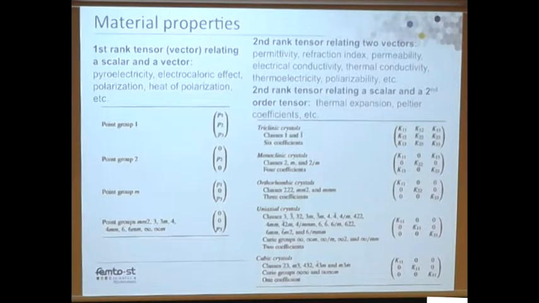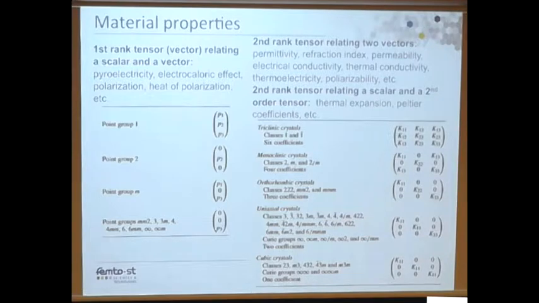So if we go to the first, which relates a scalar and a vector, an example is pyroelectricity. You induce polarization with temperature. Temperature is a scalar, the gradient is a vector. The caloric effect is just the reverse, similar to pyroelectricity. Then polarization, heat of polarization, and so on.